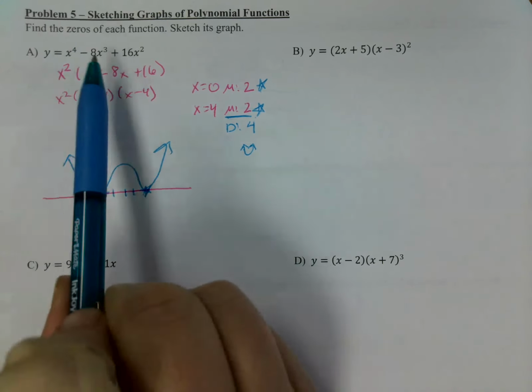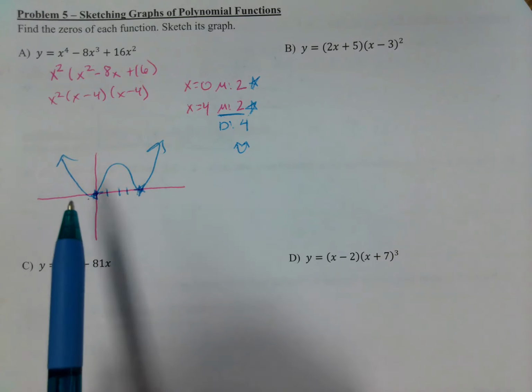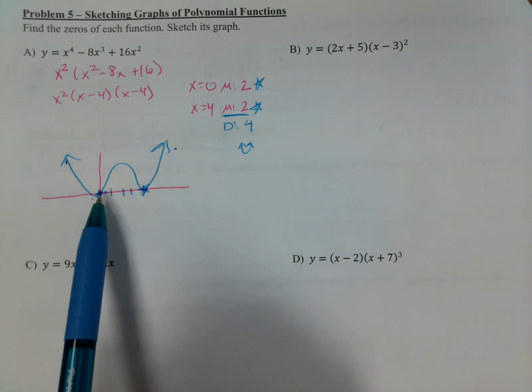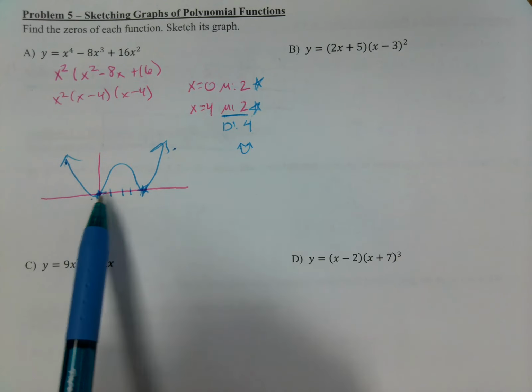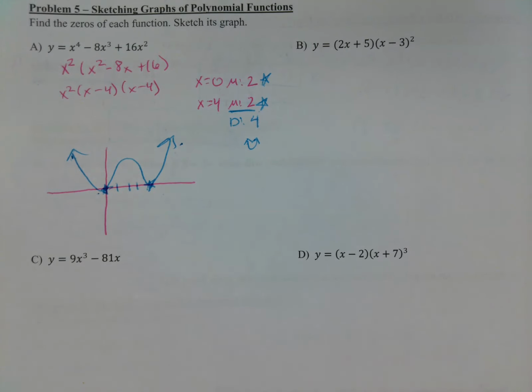Again, you could plug this into your graphing calculator to look at what it should look like. This would be an acceptable answer for me as long as your end behavior is up, up, and it bounces on those two zeros. Does not go through, but bounces. Again, we're going to do the rest of these in class. You can try to do them if you so wish to.